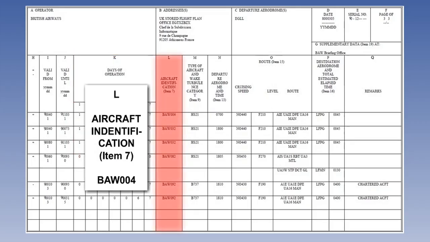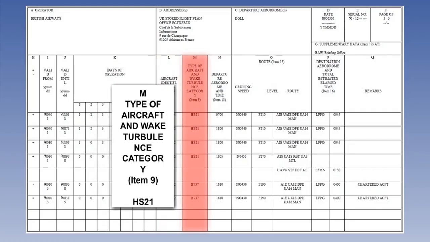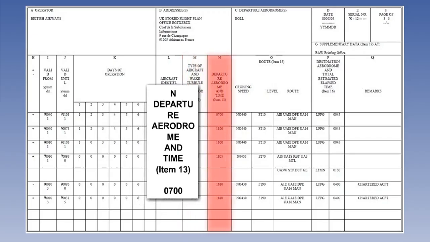Moving on from item K to item L, you can see the aircraft identification, which is actually the same as item 7 on the ICAO flight plan. Then we have the aircraft type and wake turbulence category, item 9 on the ICAO flight plan, and the departure off-block time, item 13 on the ICAO flight plan.